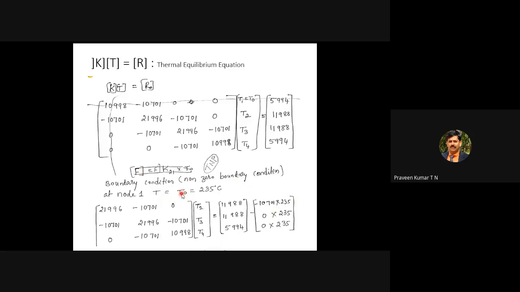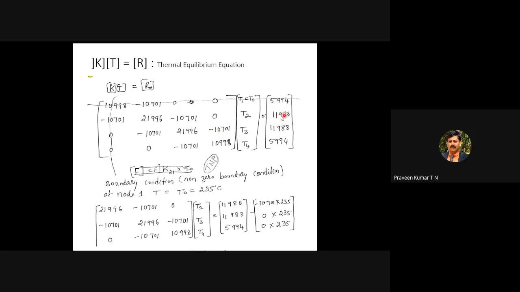I think today I'll circulate those notes, especially on the boundary condition, the non-zero boundary condition, using the penalty approach as well as the elimination approach. Go through it. Everything is given. In simple terms, you are eliminating the first row and first column. So anyhow, the first row is gone and the first column is gone.